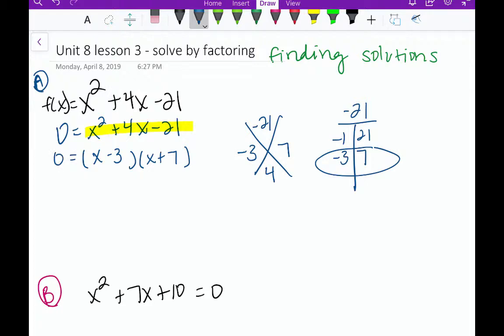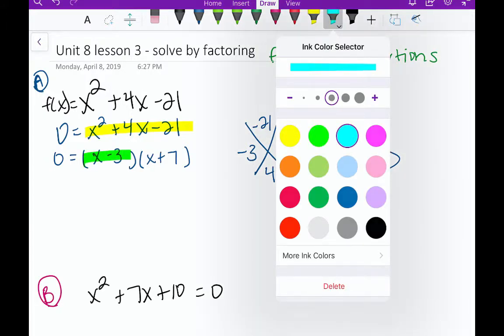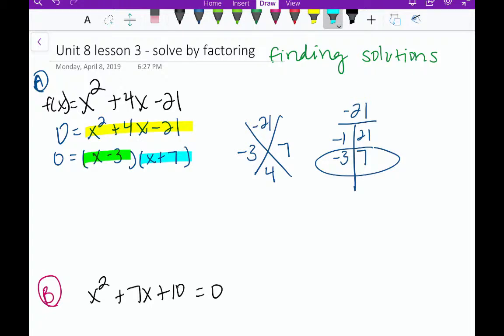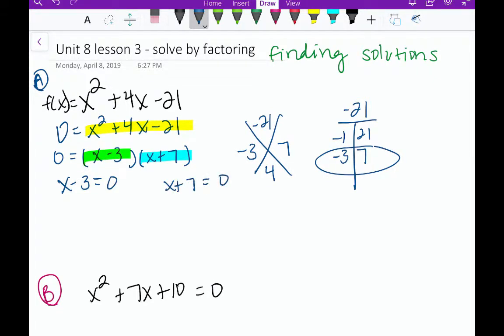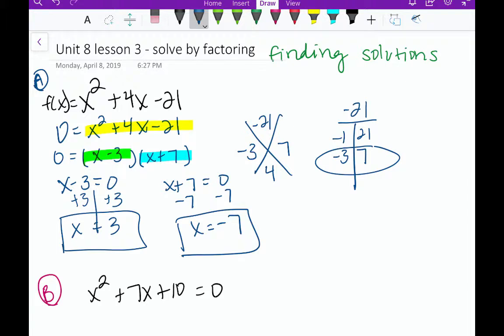Now what happens is this is multiplication. So if one of these factors is 0, if either one of them is 0, then this equation would be true. So I'm going to set each of them equal to 0 separately: x minus 3 equals 0 and x plus 7 equals 0. And I'm going to solve for x. In this case, x equals 3, and in this case, x equals negative 7. So there are two solutions, two x-intercepts. My solutions are (3, 0) and (negative 7, 0).